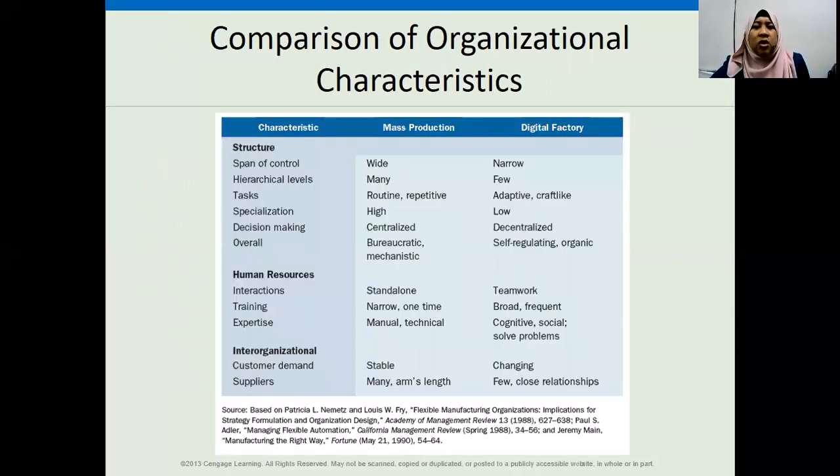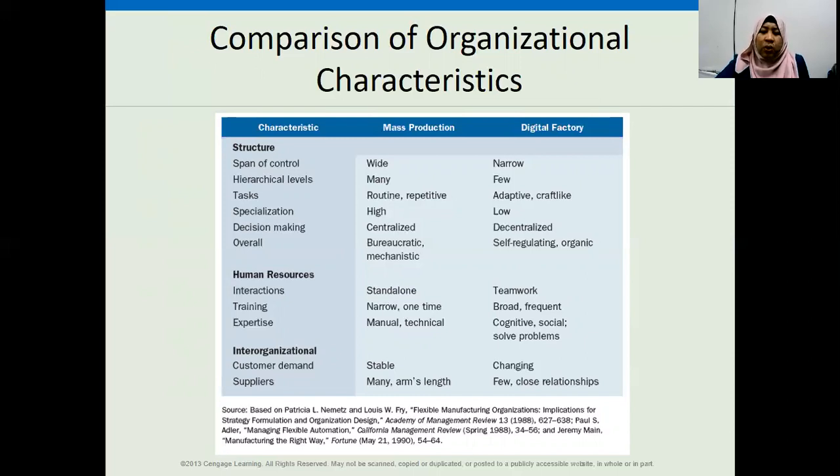All right, and then the comparison of the organizational characteristics. We have one, two, three: structure, human resource, and inter-organizational. So they have span of control between mass production and digital factory. And if you realize, each of the components has its own characteristics here. Maybe I should look at the task as a difference. In terms of the task, mass production is mostly routine and repetitive, compared to the digital factory, which is more adaptive and craft-like. So the digital factory is more about inventing or having some innovation in it.